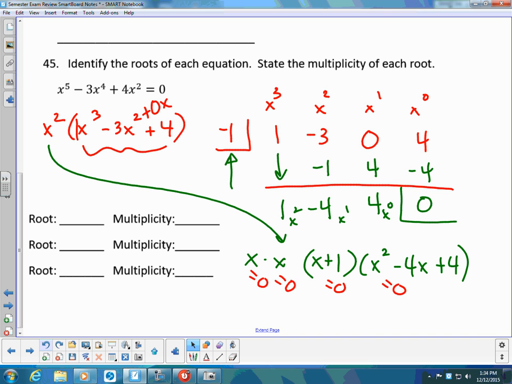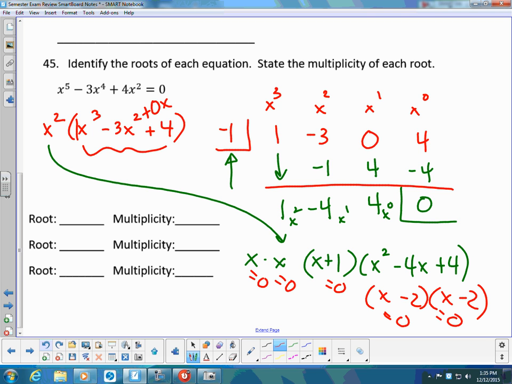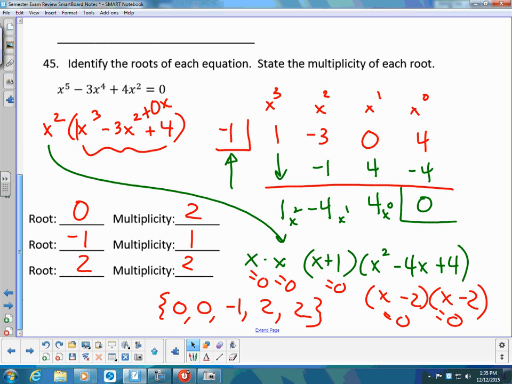But I think this factors further. So if we try and factor this, I think it factors into x minus 2 times x minus 2. Again, you could do product sum to work that out, but we want to set these equal to 0. So it looks like 2 shows up twice. So 0 shows up twice, -1 shows up once, and 2 shows up twice. Our zeros would be 0, 0, -1, 2, and 2. And we've written down what our roots are and what the multiplicities are.